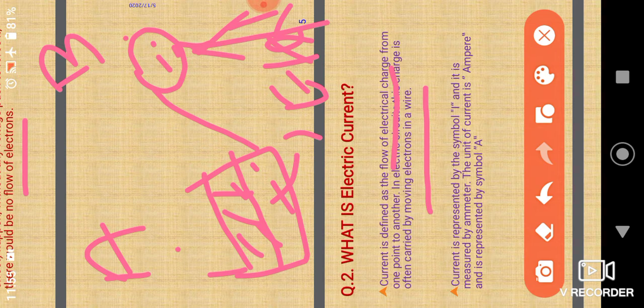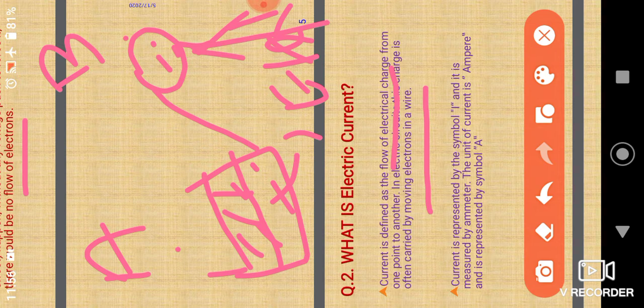So moving electrons, this is the wire. What is moving here? Water is moving. Water means electrons. So moving electrons in a wire is called current. Again, current is represented by symbol I and it is measured by an ammeter. Same thing, we need some standard to represent any parameter. To represent a current we need a symbol I. To measure it we need an equipment called ammeter and the symbol is A.